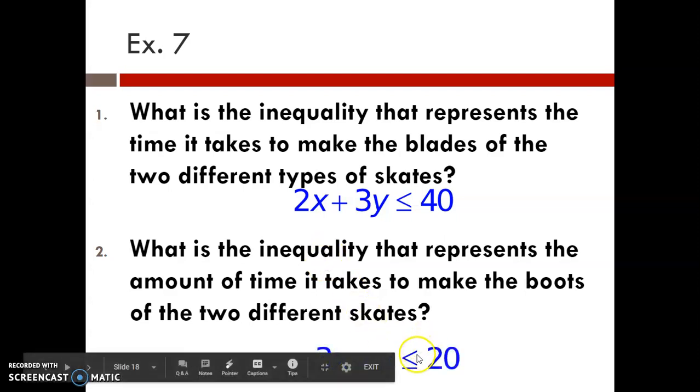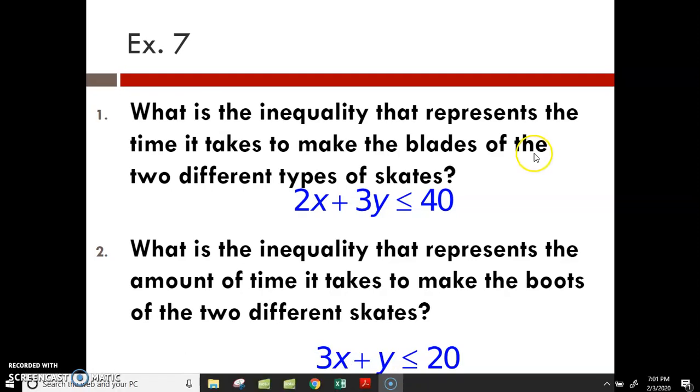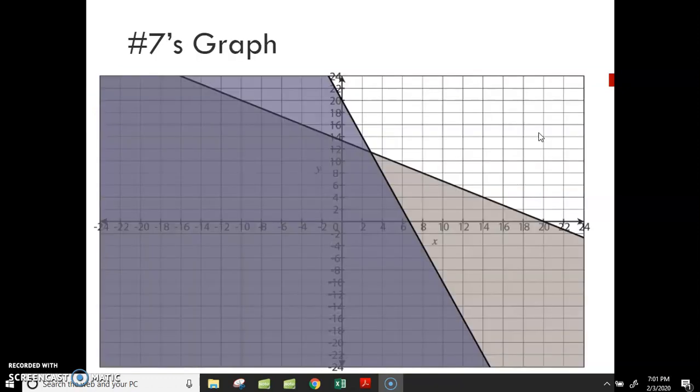So again, we talked about a maximum of 20 hours in the week. So that's going to be the greatest. We cannot go past it. X in both of our inequalities is representing the figure skating blades or the figure skating boot, the whole figure skating system, and then the Y is representing hockey for both of these. So when we go to graph these, let's talk about the graph here. Here's what the graph would look like for the two inequalities.